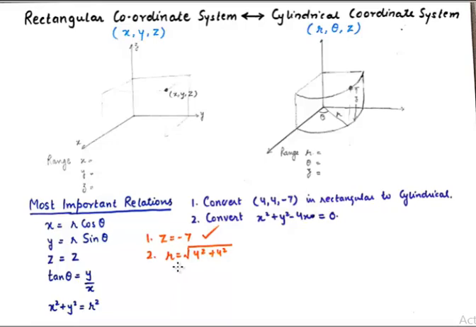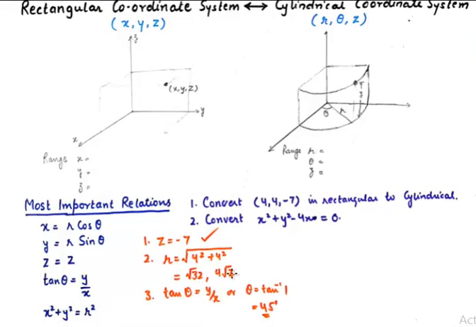And the second step is to find r. You can find r as the square root of x square plus y square from this relation, and you get the square root of 4 square plus 4 square, and you get the value of r to be 4 multiplied by root 2. So the second thing is done. So out of r, theta, and z, I found z and r. Now what is left is theta.